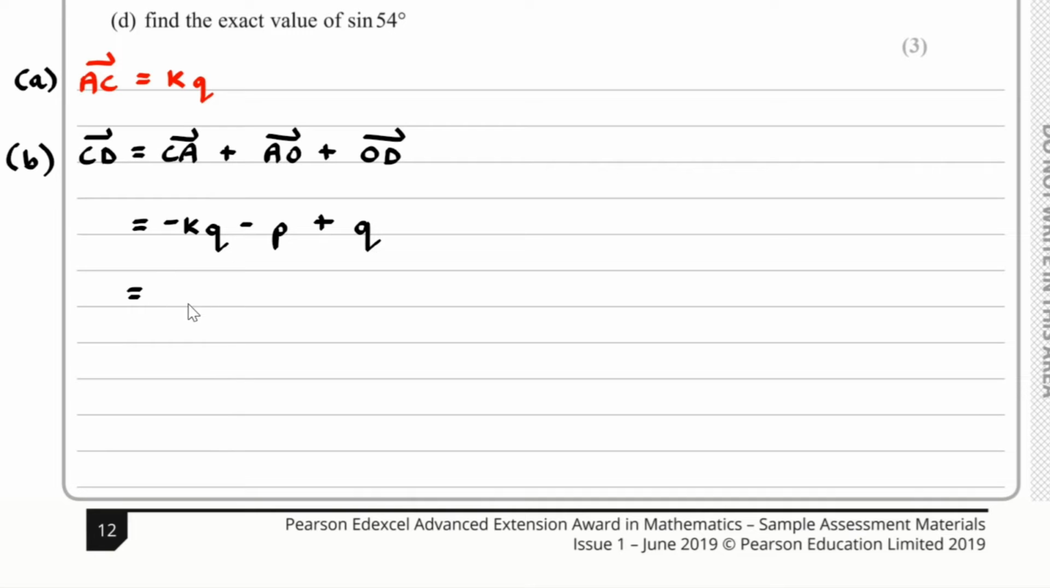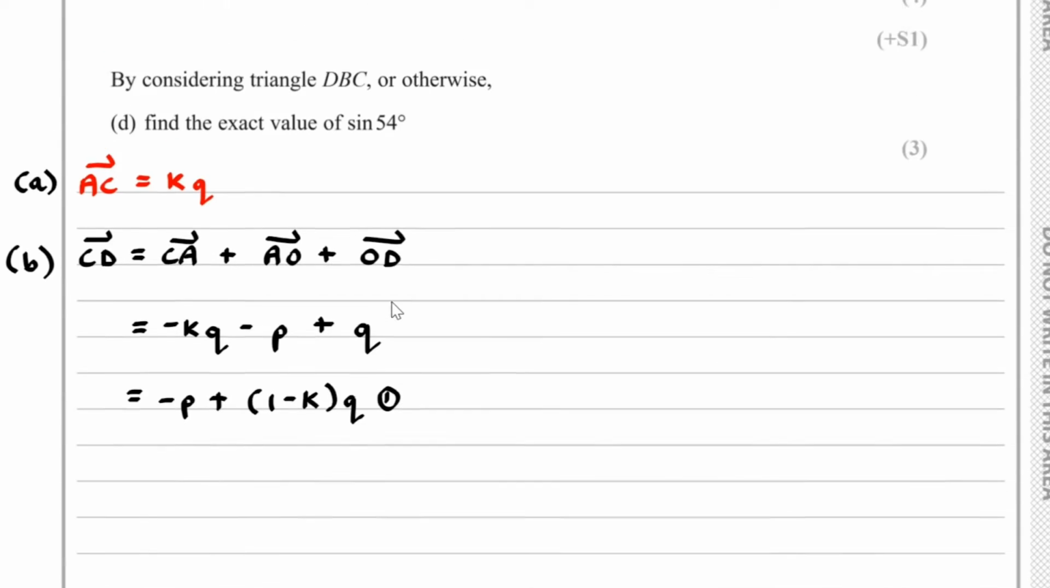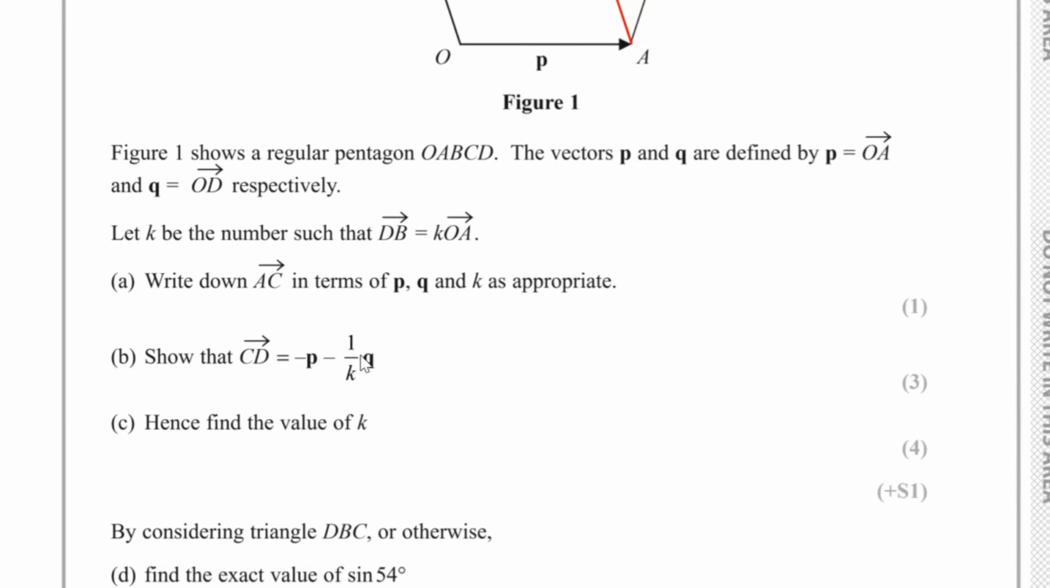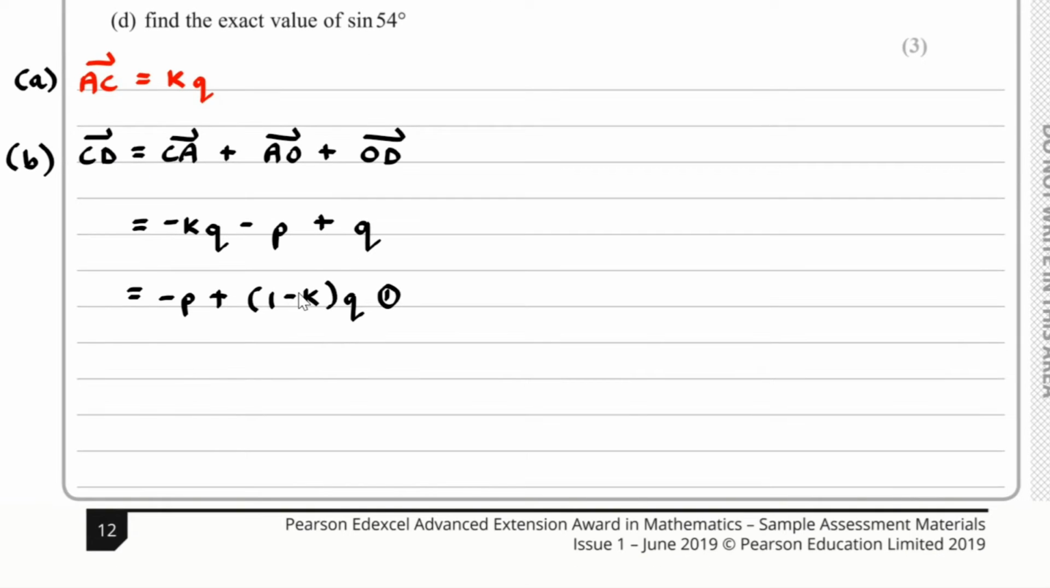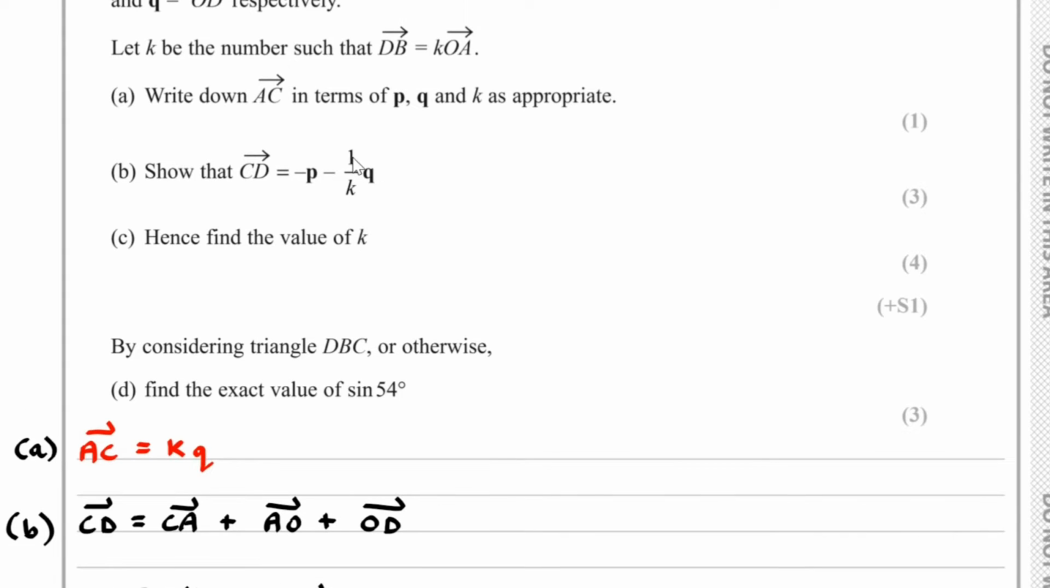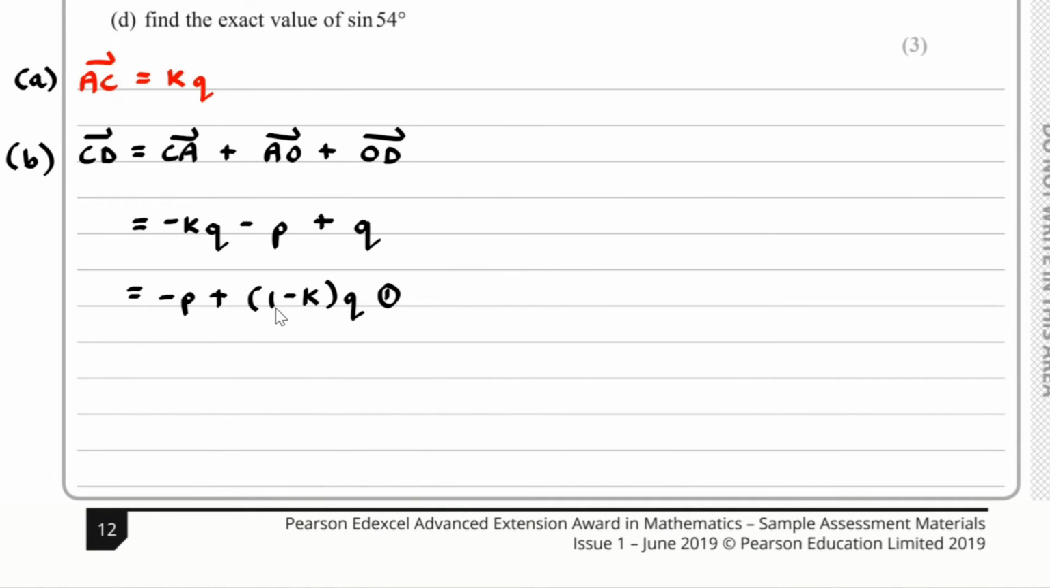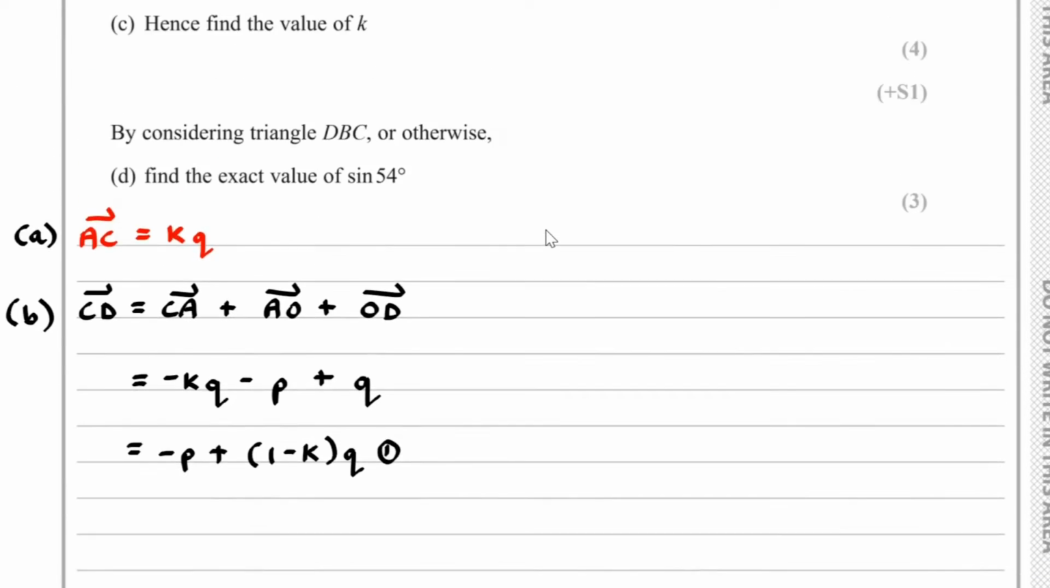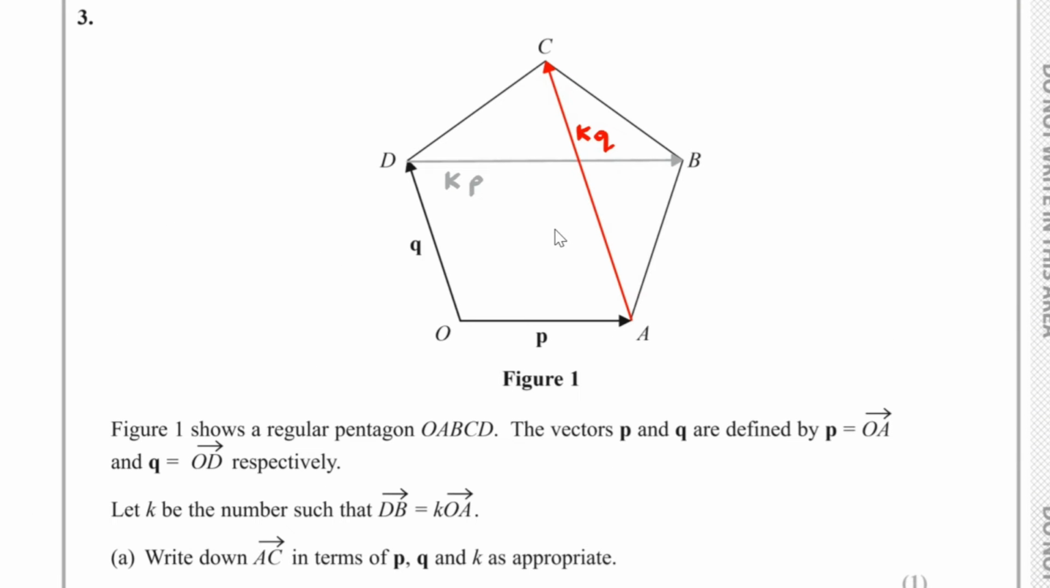If I simplify this, we end up with minus P plus 1 minus K, Q. We'll call this 1. The problem is right now, this vector is not the vector we wanted to show. Fine, the minus P bit is the same, but here I've got a minus 1 over K, and here I've got 1 minus K. So at this point, what we can do is find out any other unknown vectors.